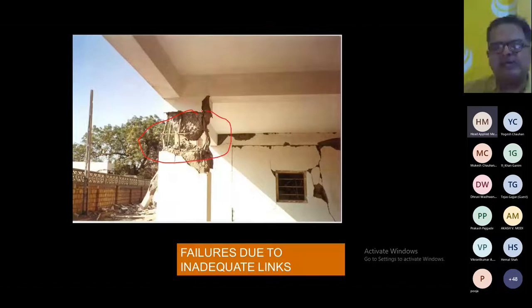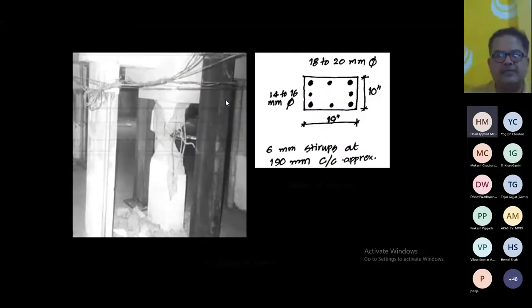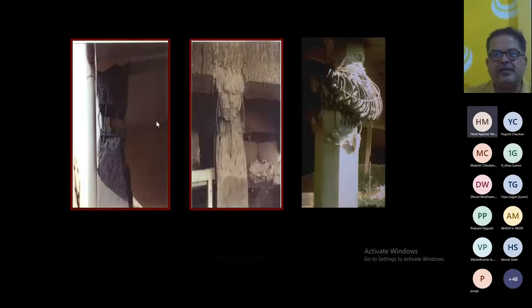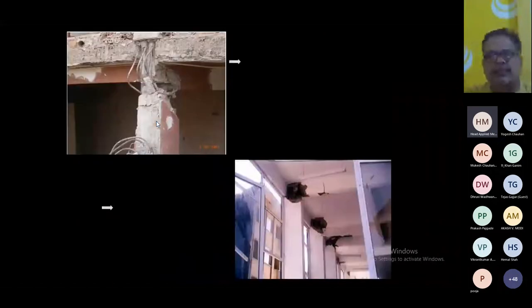We know that here we need a close confinement. So confinement of the concrete is required. Close stirrups are required here, but we are not providing it, and your structure is going to observe failure like this. You can see this, because of poor confinement in this region, and this region again. These are the classical failures because of the poor detailing of the reinforcement. Here you can have a poor joint detailing.